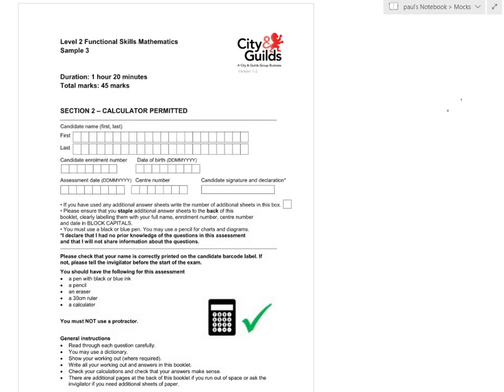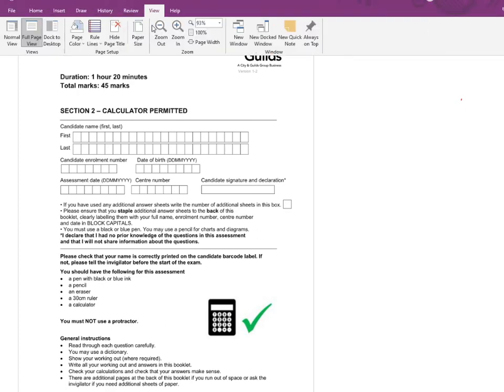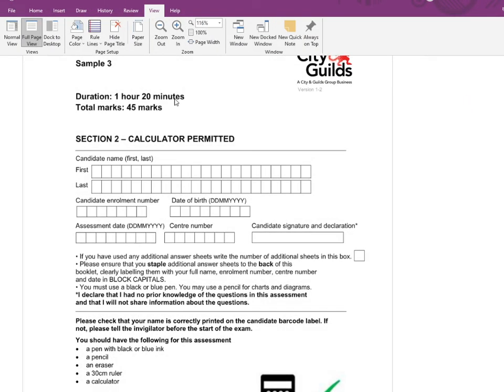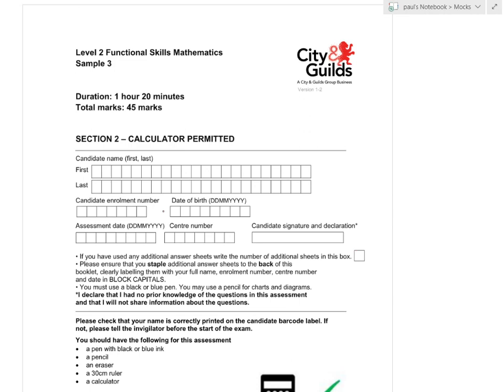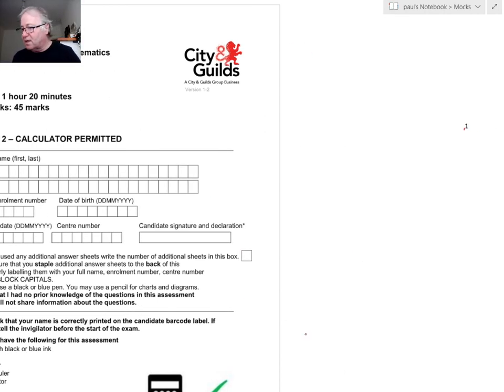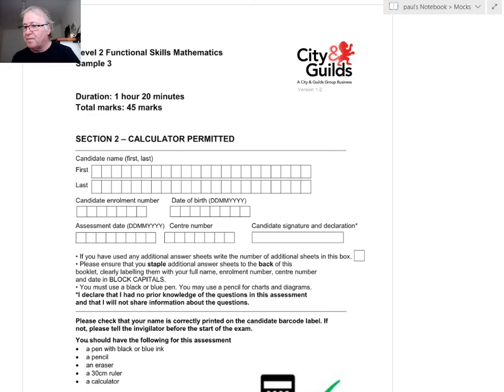Got to the end. Okay. Yeah, there were some tricky ones in that one. These are not easy, these functional skills.